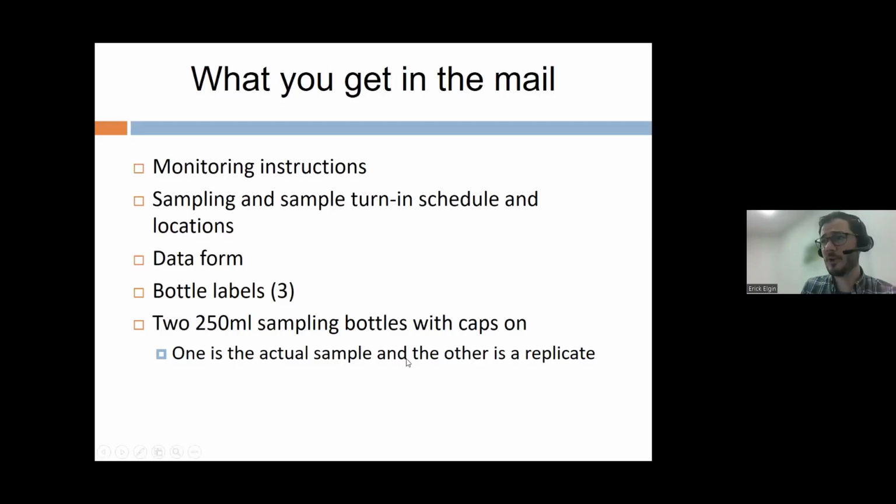We give you a data form, we give you bottle labels that must be used, and you get 3 of them, so in case one gets lost or gets messed up, you have a spare. And you get 2 sampling bottles with caps on. We use one for the actual sample, but we have 2 collected because we will use some randomly as a replicate to double check the quality of our data.